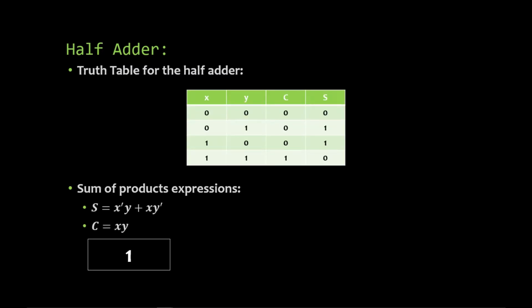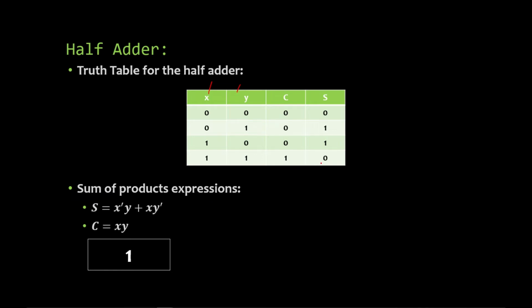Now let's see the half adder. This is the truth table for the half adder. You can see that we have x, y, the carry, and the sum columns here. And we have all possible combinations for x and y: 0 0, 0 1, 1 0, and 1 1.